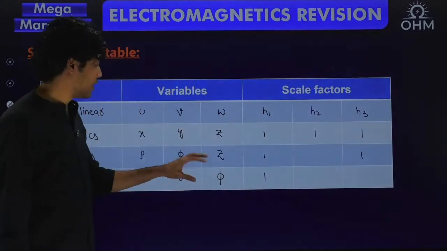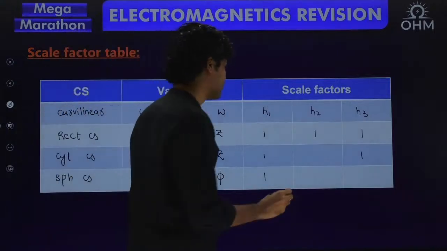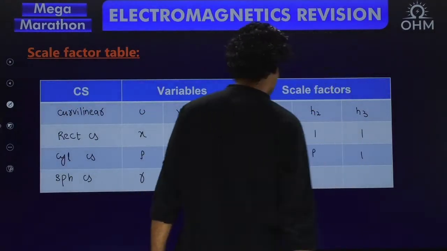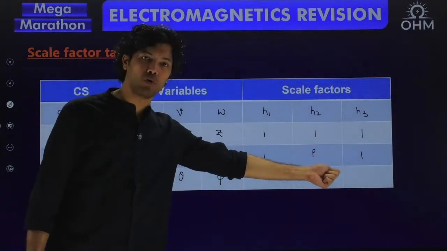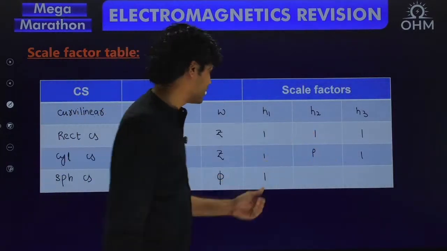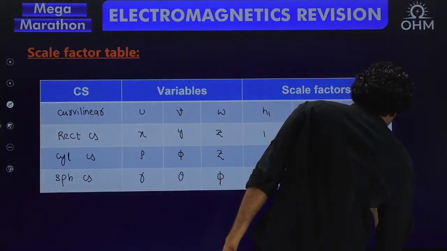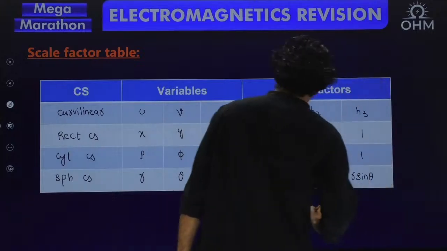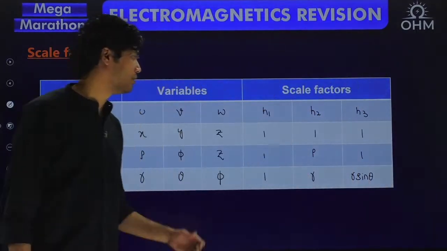Then the remaining terms are the two phi terms. For phi, the scale factor is rho in the cylindrical coordinate system. And in spherical, for phi, the scale factor is also rho, but rho written in terms of r and theta is nothing but r sine theta. And finally, the scale factor for theta is r. That's it. So this is the table of scale factors.